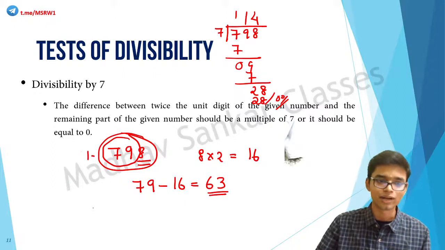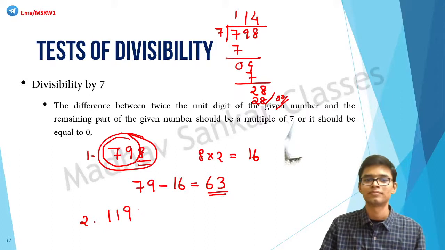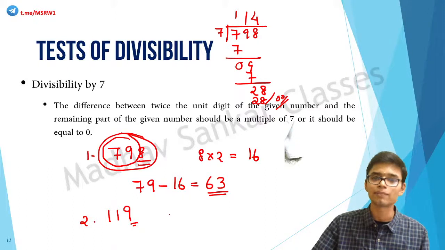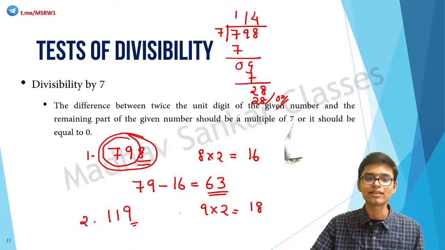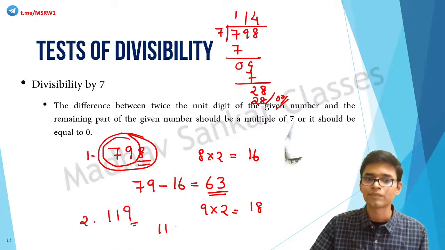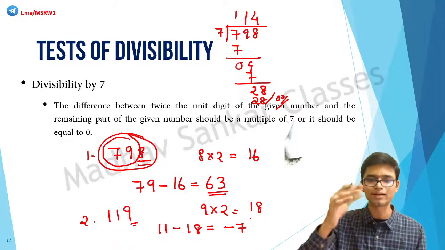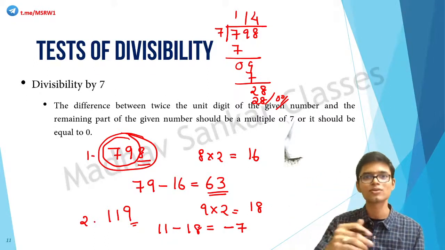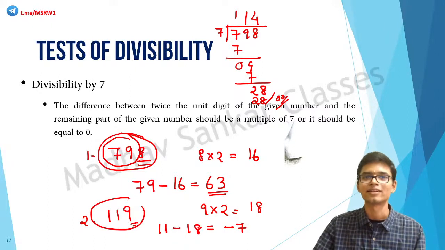Understood? Let me give you another example. 119. How do we check? First, we take the units digit, 9, and multiply it by 2. 9 into 2 is 18. Then take the remaining number, 11, minus 18 gives you minus 7. Forget the sign, negative or positive doesn't matter. Is this divisible by 7? Yes, 7 by 7 is 1. So perfectly divisible. So 119 is also divisible by 7.